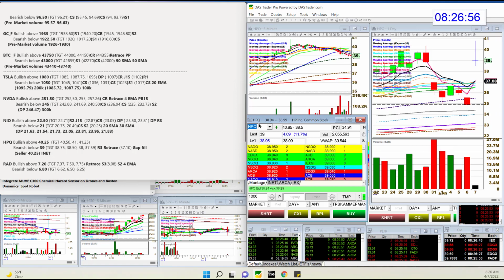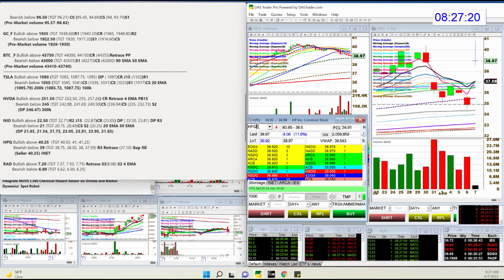So Hewlett Packard, though, not stuck at all. Big gap up. We did have recent dark pool activity on this one. Bullish above 40.25 and pop and drop scenario. Bear below 39 is happening as I speak right now. It could be a retracement trade happening on Hewlett Packard today.